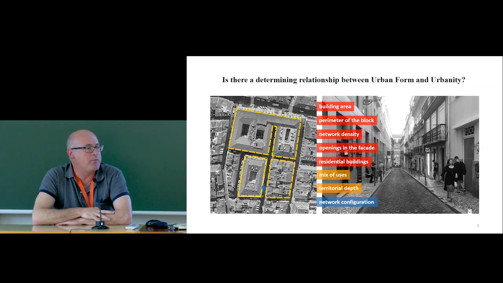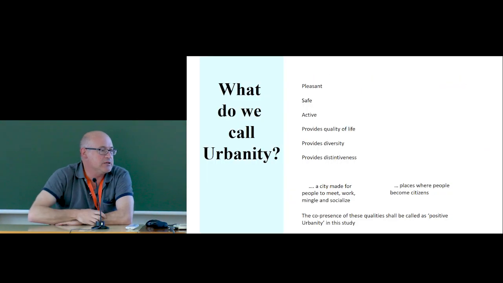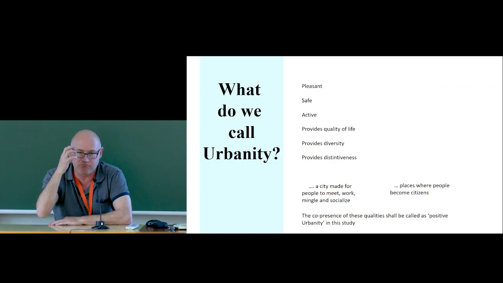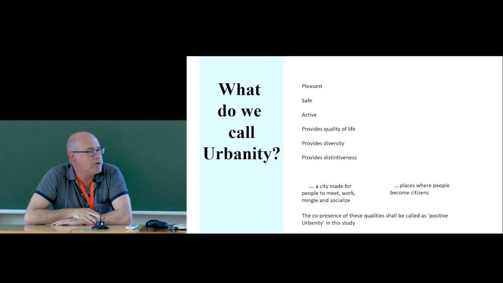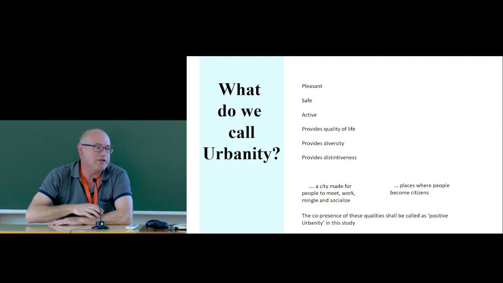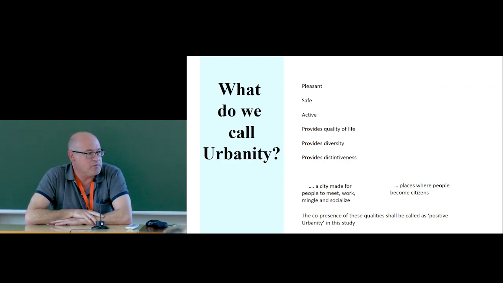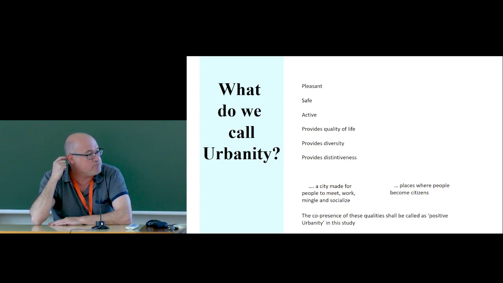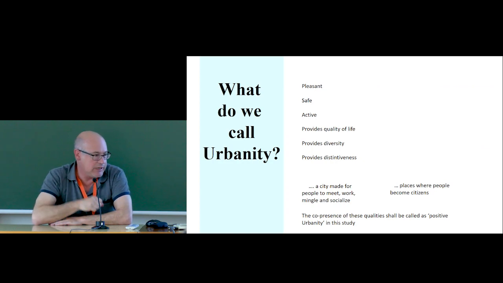And the reason why these properties were chosen is that we could find them in literature. But as I said, I was always insisting on what do we call urbanity? Can we have at least our definition to work for? Might be discussable, but that's where we're discussing the subject. So we're talking about pleasant spaces, safe spaces, active spaces that provide quality of life, diversity, distinctiveness. A city made for people to meet, to work, to mingle and socialize. Places where people become citizens.